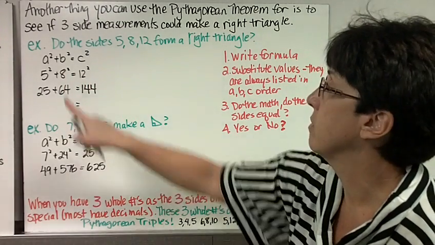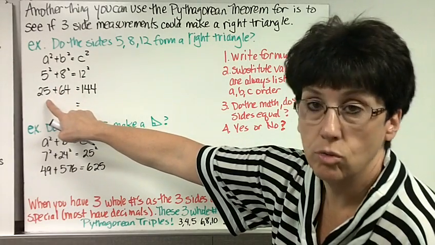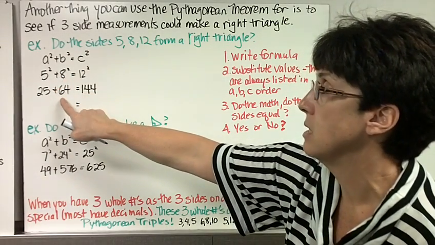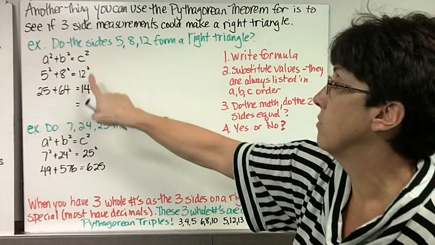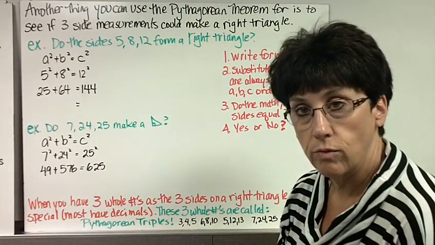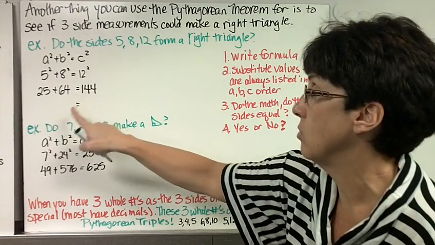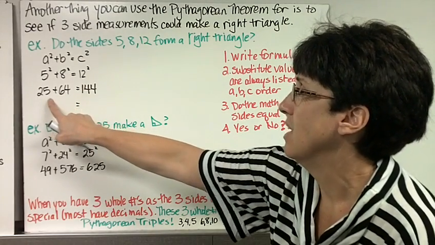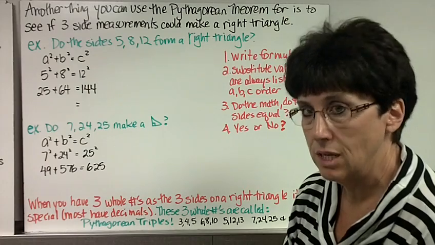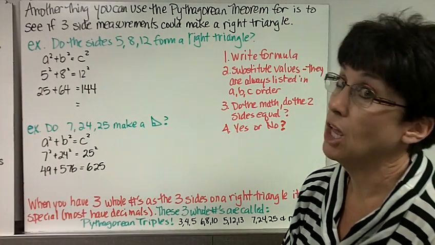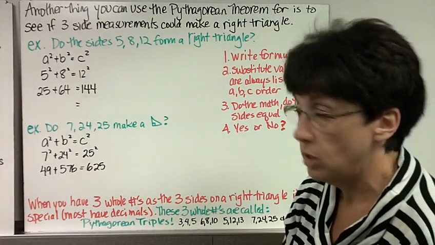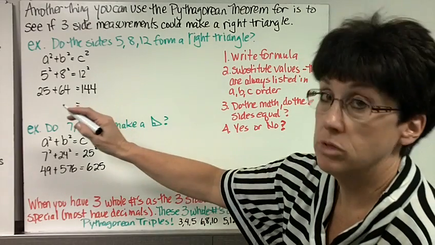We do the math. 5 times 5 is 25. 8 times 8 is 64. 12 times 12 is 144. Now let's add this side together and see if it equals 144. Well, just looking, is 20-something plus 60-something going to equal 144? No. Okay, so you can just look at it and tell. Use your number sense, okay?